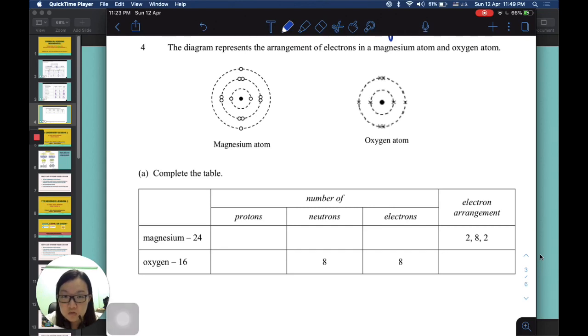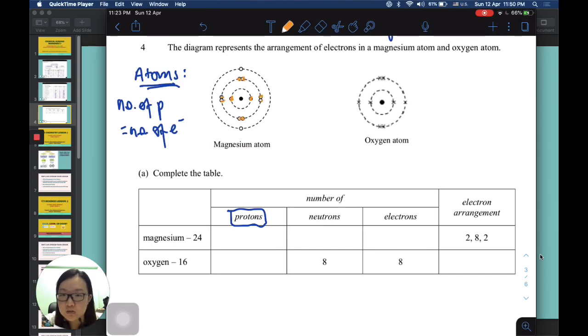So, okay, this question, since they give you the diagram, you can make good use of it. For instance, if we look at magnesium, number of protons, how do we know how many protons? Obviously, the quickest way is to look at the periodic table. But another way to use the diagram is to look at number of protons equals number of electrons. You can count the number of electrons.